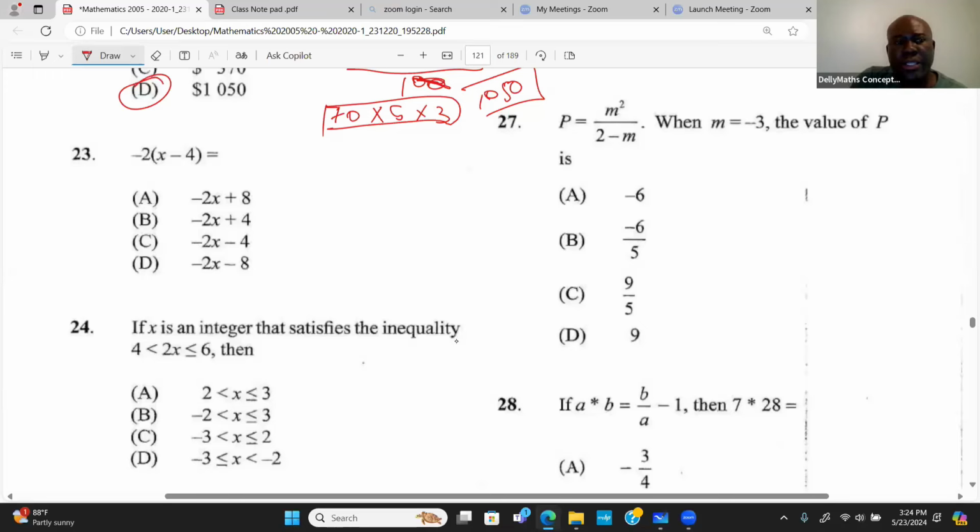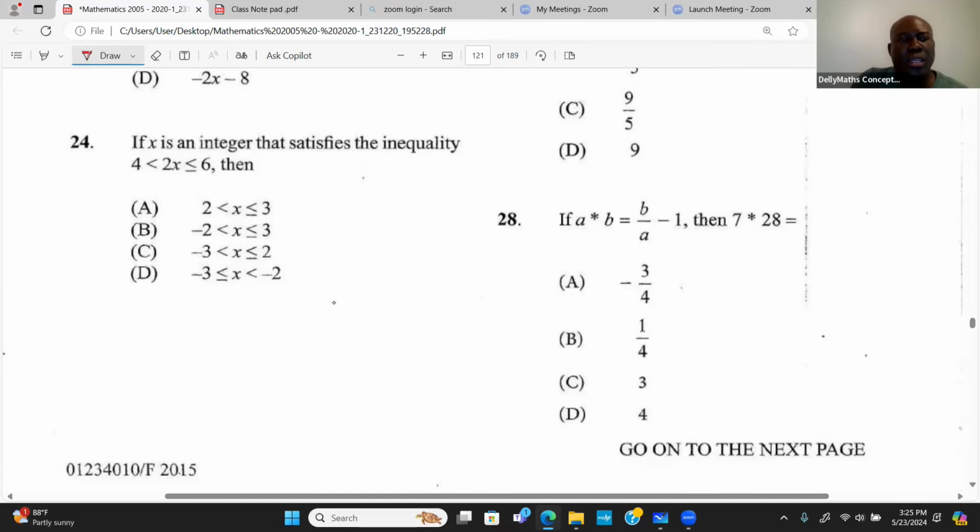Let's look at 23. What we're going to do here is that you have negative 2, and in brackets you have x minus 4. We're going to distribute negative 2 inside the bracket and then see what we have. So negative 2 times x is negative 2x. But negative 2 multiplied by negative 4 gives positive 8. So we're looking for negative 2x plus 8. The answer is actually 8.